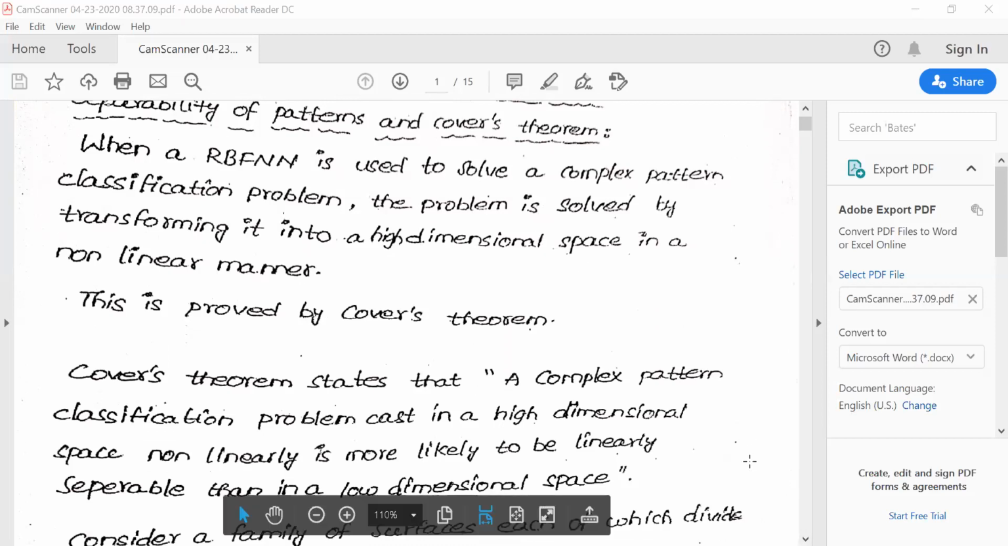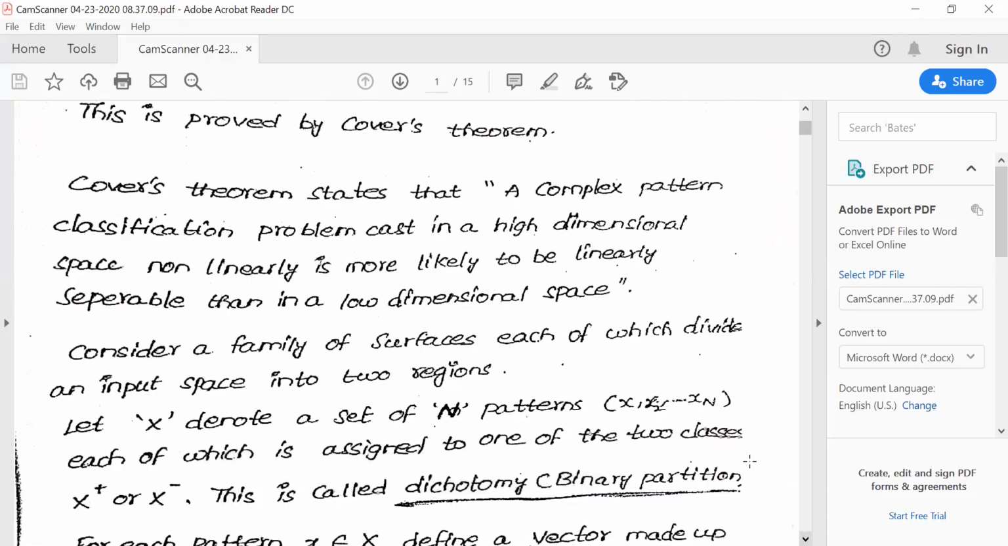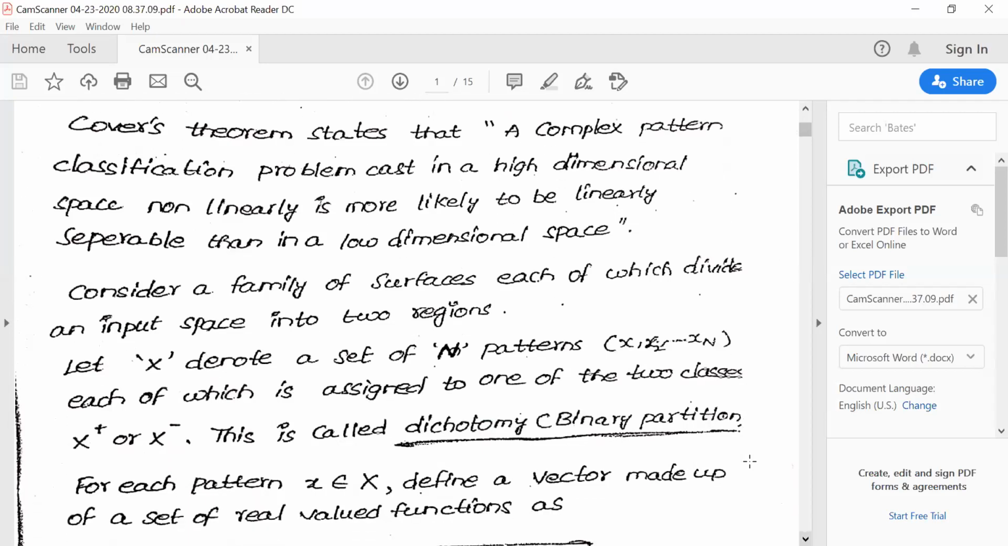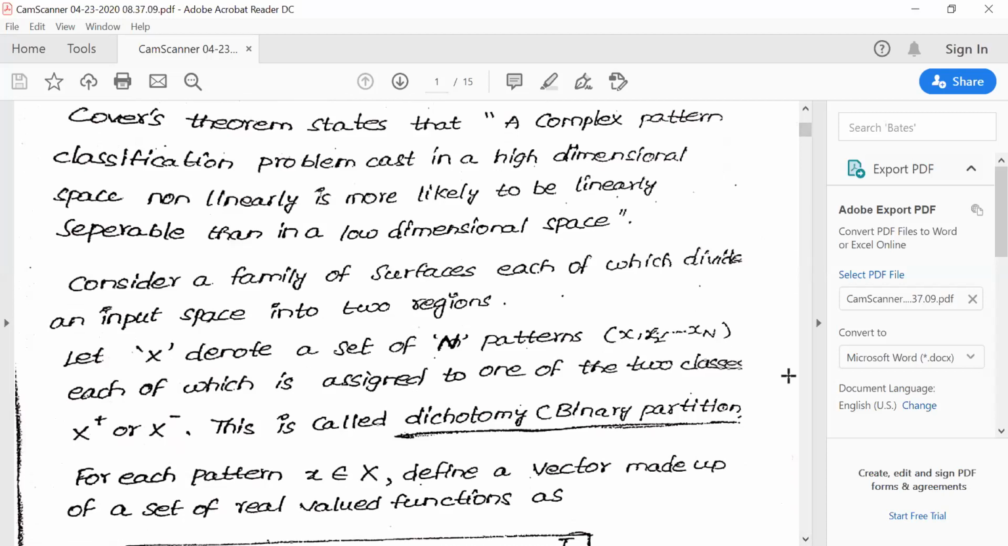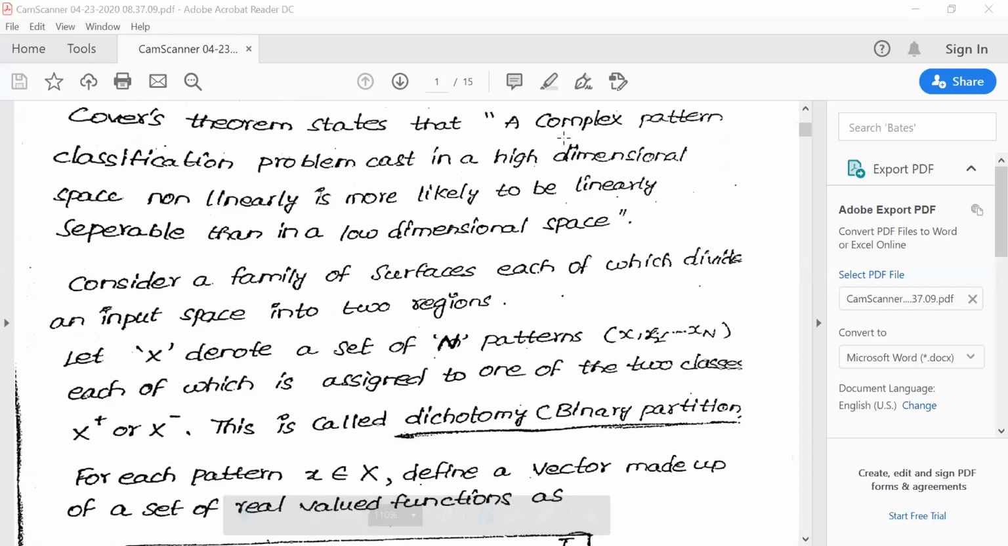Covers theorem states that a complex pattern classification problem cast in a high dimensional space non-linearly is more likely to be linearly separable than in a low dimensional space. It looks like you don't know anything about this Covers theorem, but we know this very well because we covered this topic in support vector machines also.